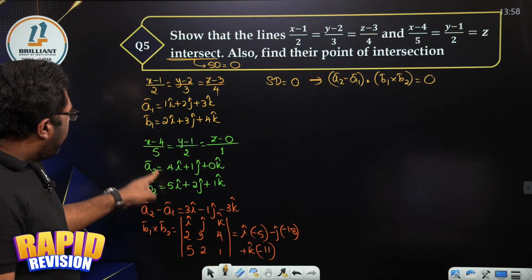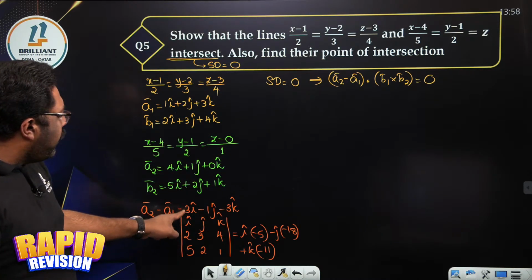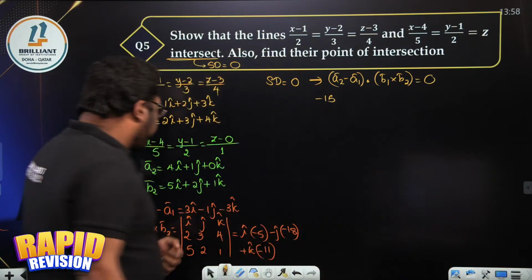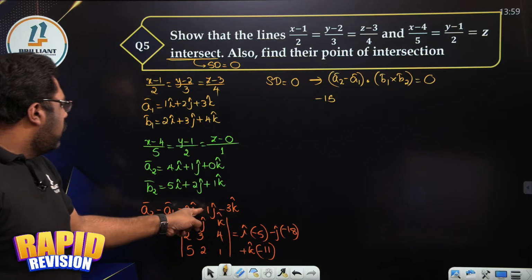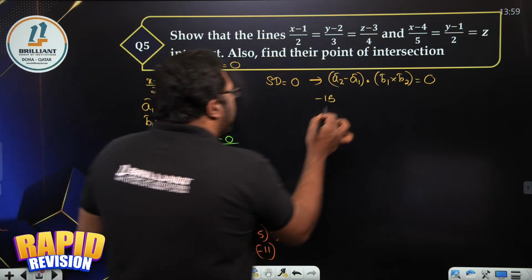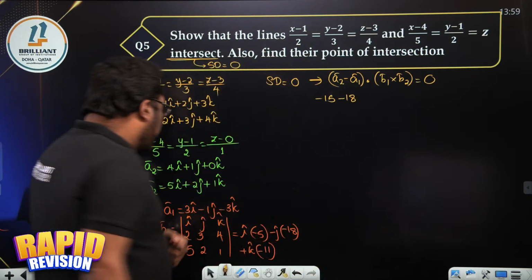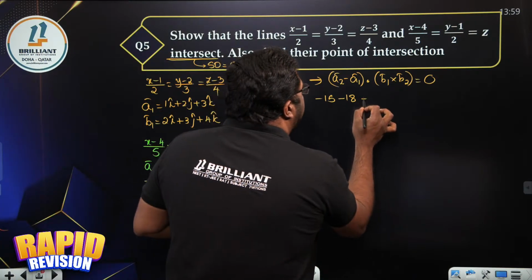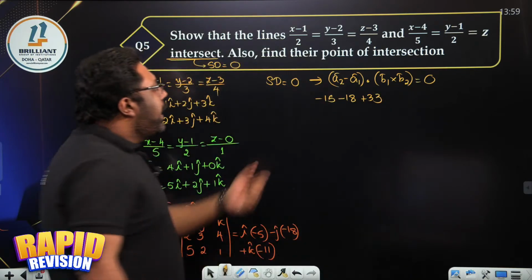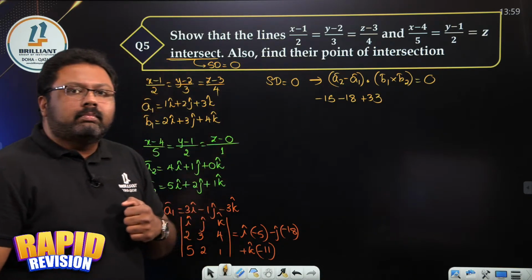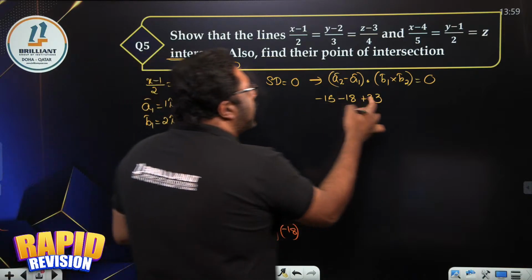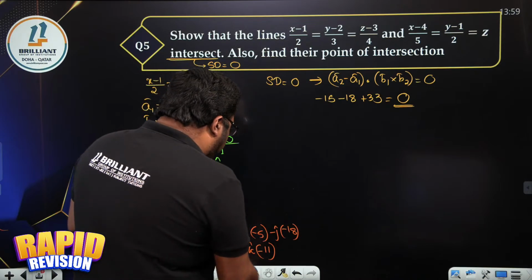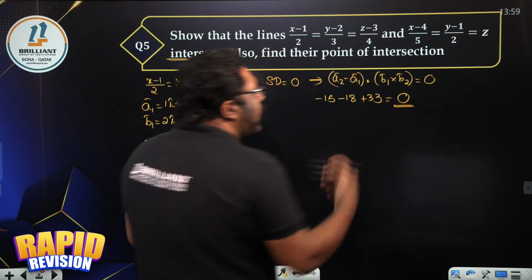Let's try. a2 minus a1 is there. So 3 multiplied with minus 5 is minus 15. Then 18 with minus 1 is minus 18. Then minus 3 into minus 11 is plus 33. Minus 15 minus 18 minus 33 plus 33, 0. So the shortest distance is 0.